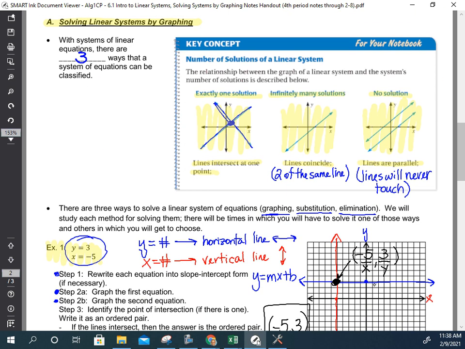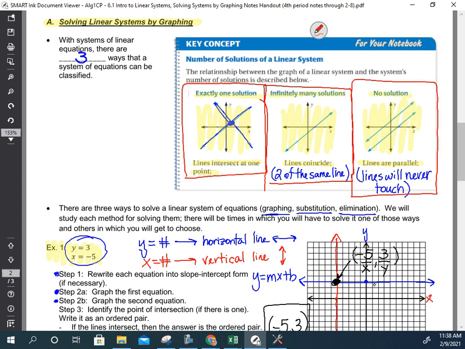When it comes to graphing, there are 3 types of answers you can get. There's one solution if the lines meet. There's infinitely many solutions if the lines coincide. That means you have 2 of the same line. And there's no solution if the lines are parallel, which means they will never touch. So those are the 3 types of answers you could get.